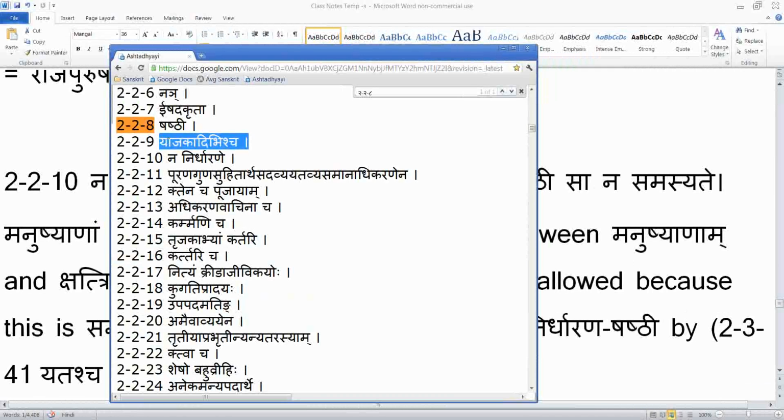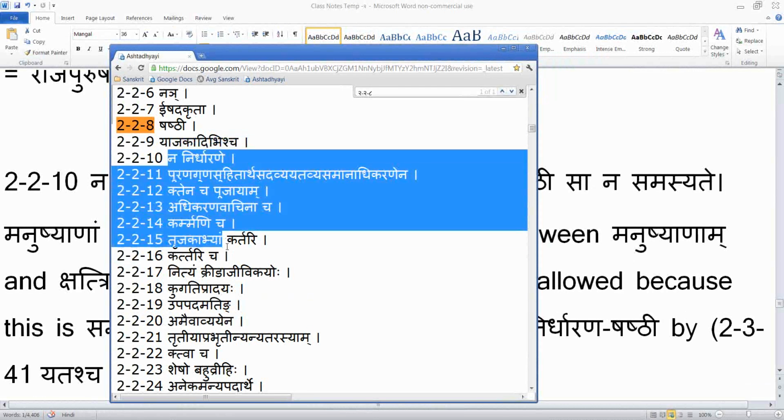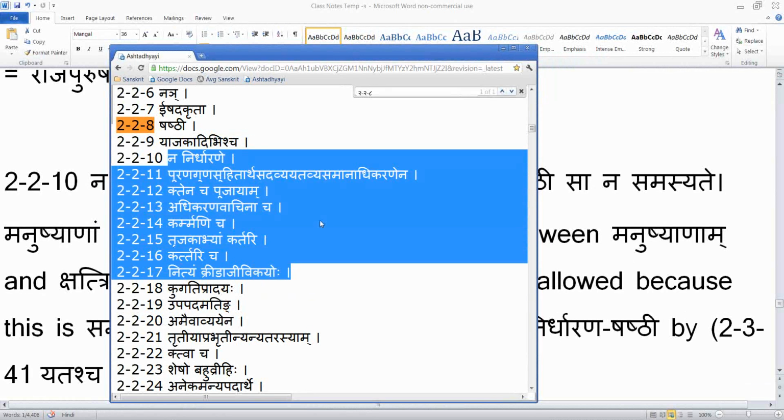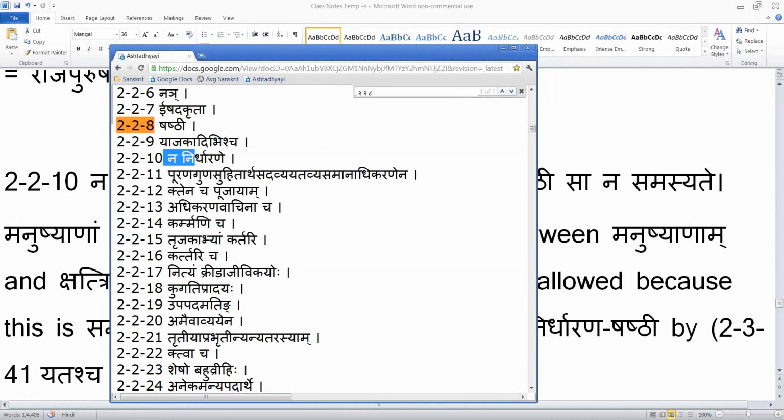Shashti can compound with Yajakadi words, so that these can compound with the Shashti, even though they would otherwise have been prohibited by something down here. So, let us start with na nirdharane. The anuvritti of na nirdharane goes down from there. So that is the first nishedha. When you have a nishedha sutram, normally you have the na padam in there, which means do not do.